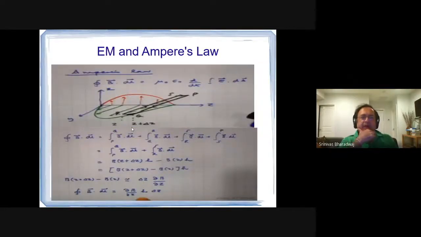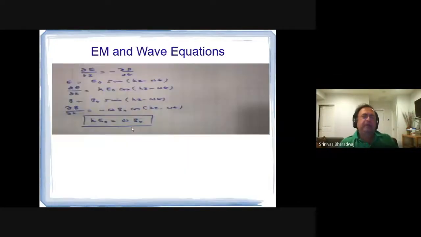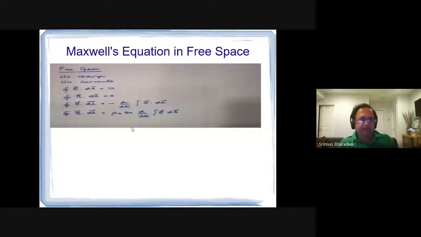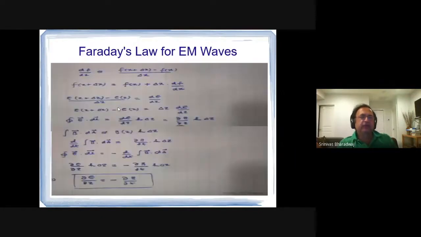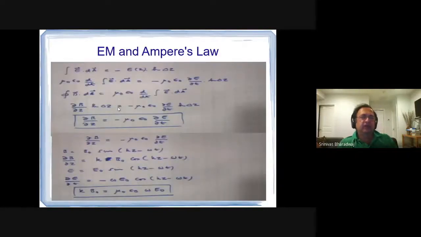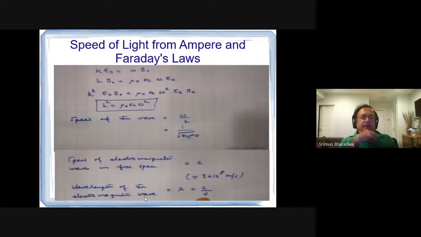Okay, and therefore these derive basically from Ampere's law and Faraday's law. This is Ampere's law when there is no conduction current. This is Faraday's law. So when you have a combination of Ampere's law and Faraday's law, you then have this equation: E naught by B naught equals c, which is 1 by square root of epsilon naught mu naught.